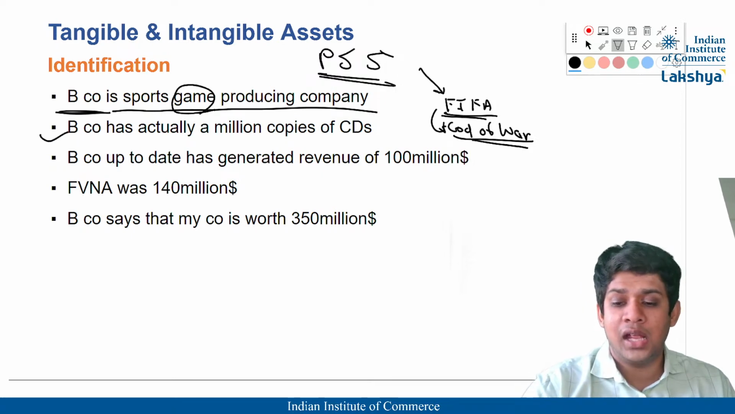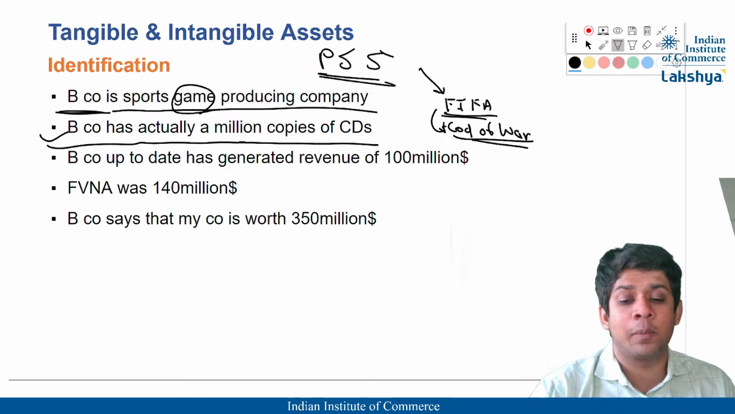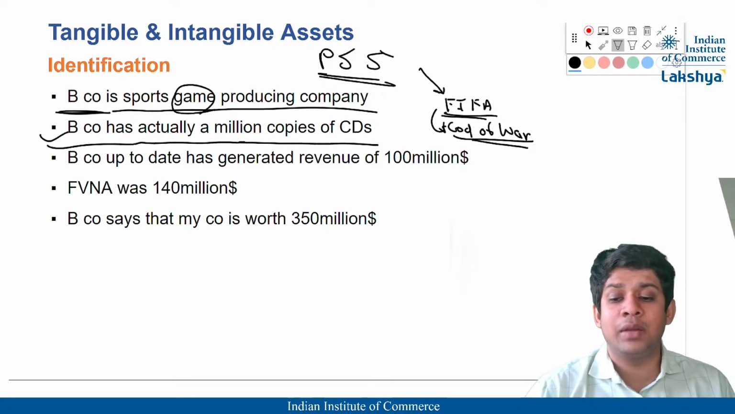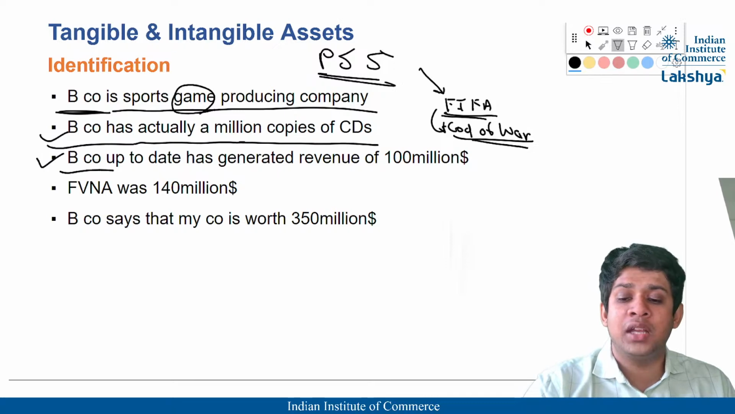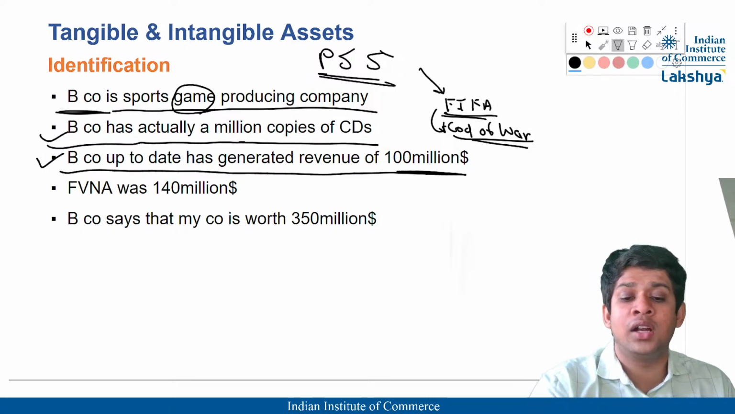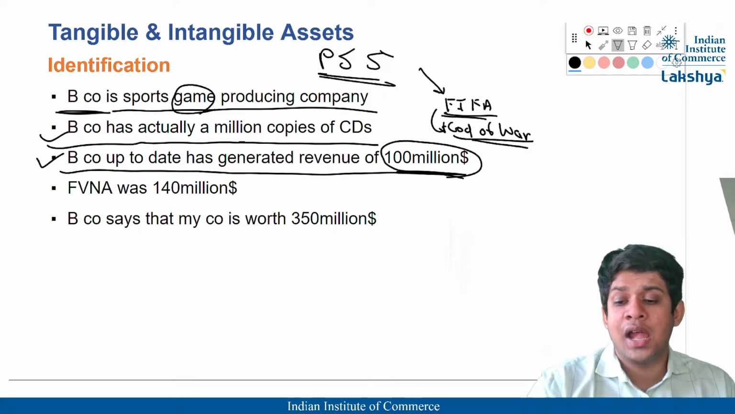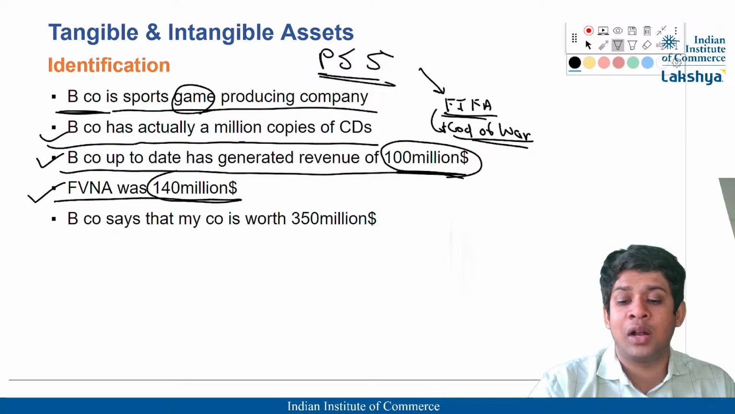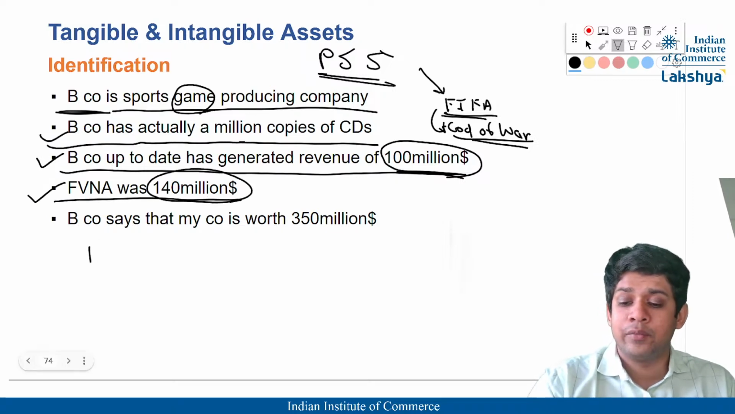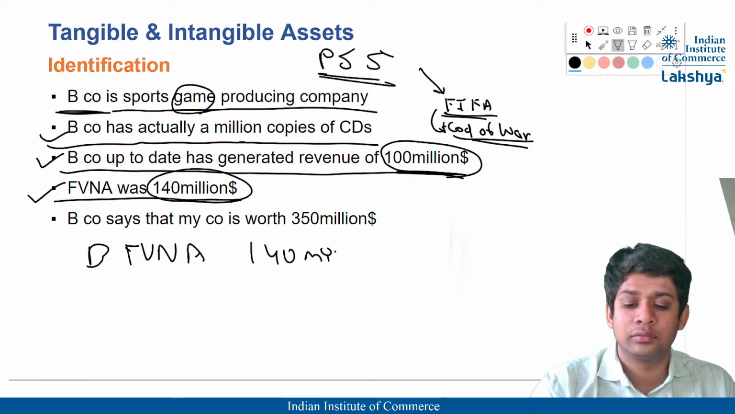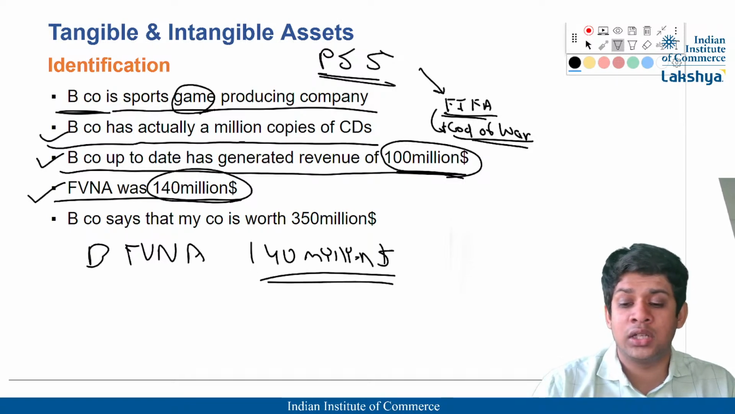Now, B company has actually till date sold 1 million copies of the CDs. B company up to date has generated revenue of $100 million, and the fair value of net assets of the company is $140 million. That means B company's fair value of net assets is $140 million. All the assets and everything, deducting all the liabilities. The fair value of net assets of B company is going to be $140 million.